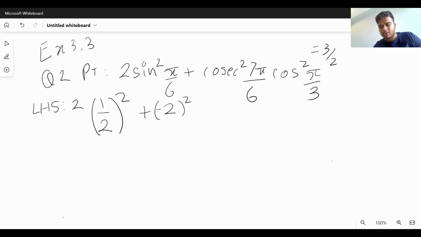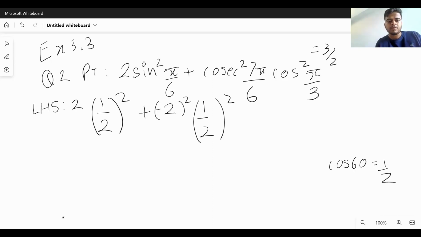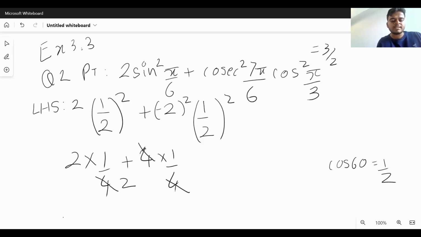So now I'll plug in the value of cosec from here into the equation above, and the value of cos pi by 3, that is cos 60 degrees, is 1 over 2. I'll plug in that value as well. So let us try and solve this. So I get 2 into 1 over 4 because of half square right here. The negative sign gets removed. I get 4 into 1 over 4, the 4 and 4 get cancelled, and this is what remains.